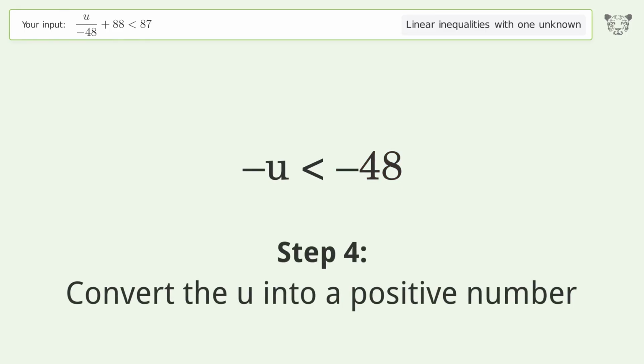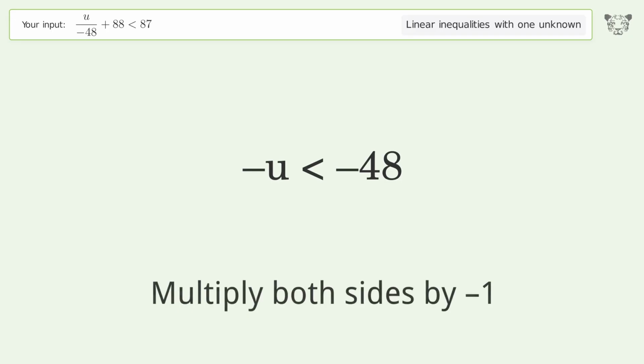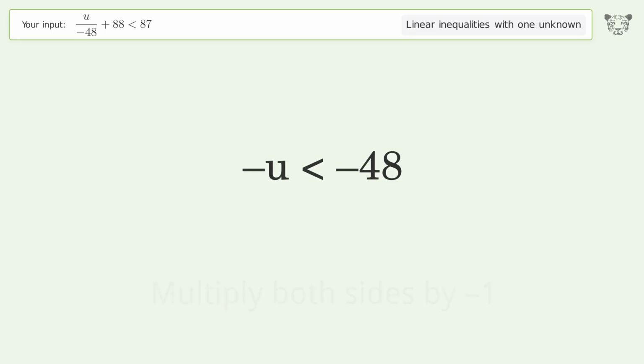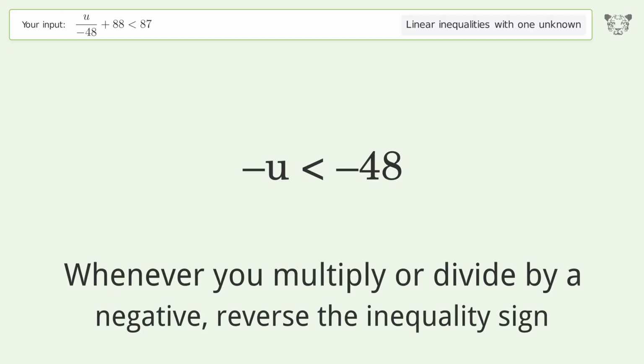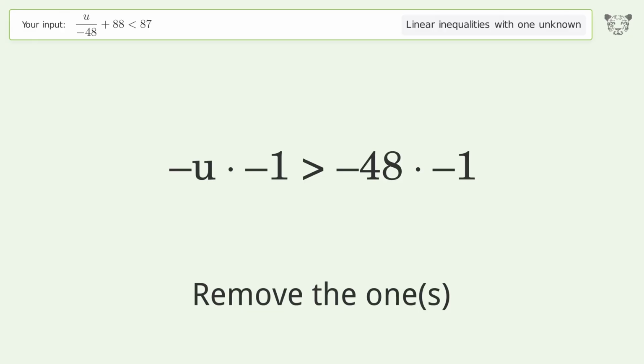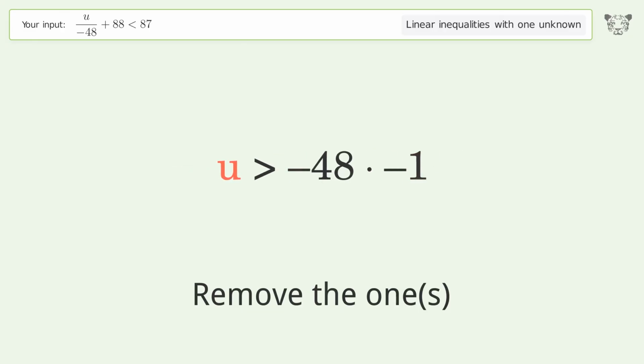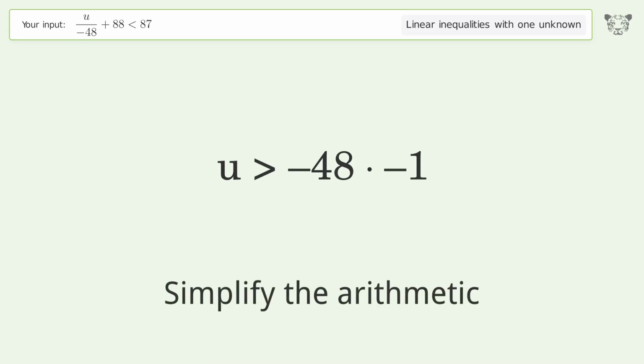Convert the u into a positive number. Multiply both sides by -1. Whenever you multiply or divide by a negative, reverse the inequality sign. Remove the ones. Simplify the arithmetic.